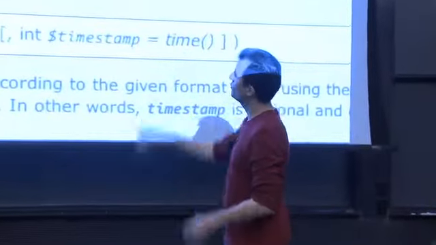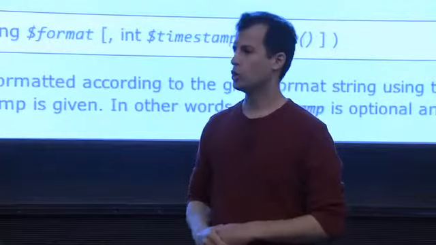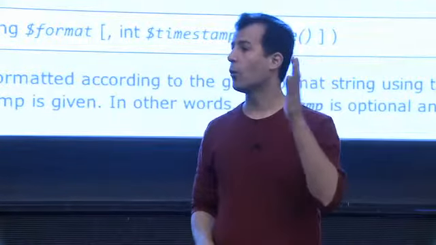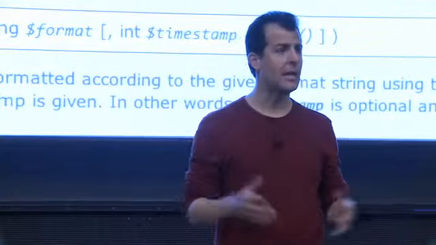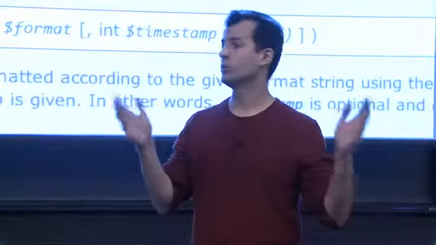So what does this function do? It formats a local date and time, which means if I give it a string like h:m for hours:minutes, or something like that, it should return to me a formatted string like 3:00 p.m.